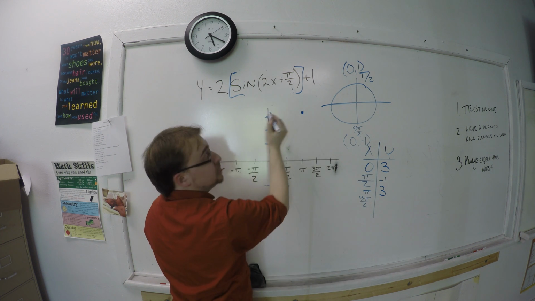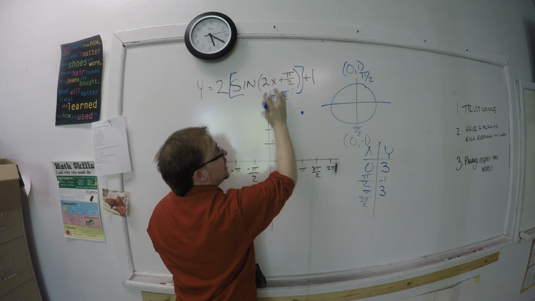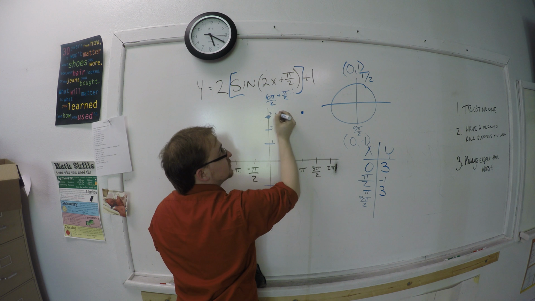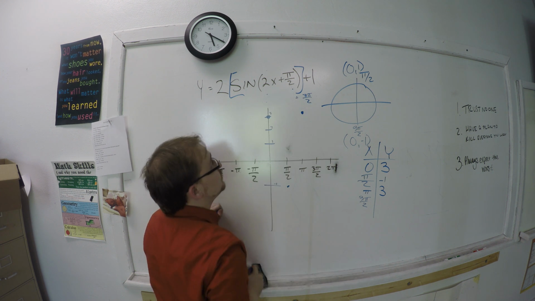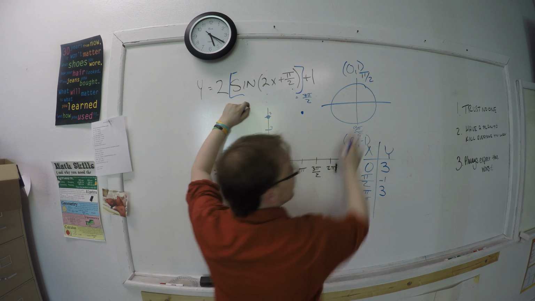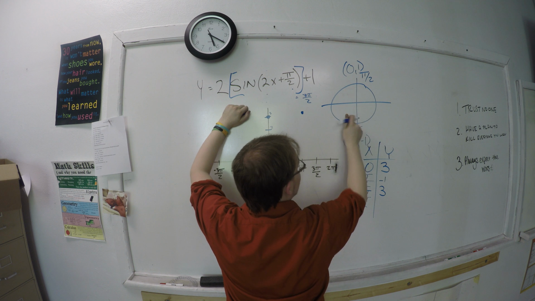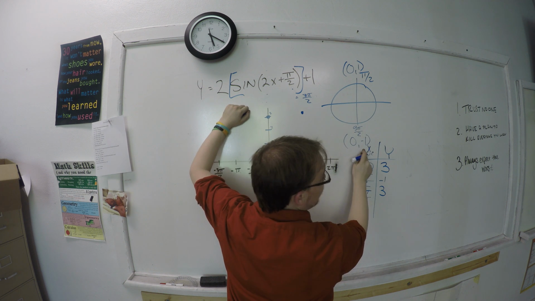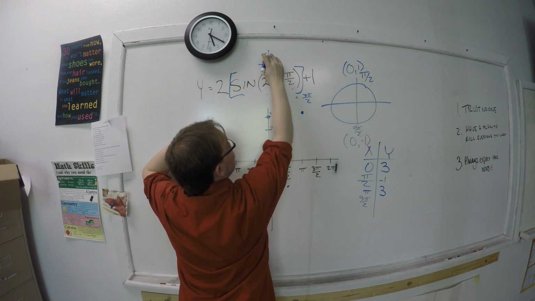3 pi over 2 times 2 is 3 pi, plus pi over 2. Common denominators: 6 pi over 2 plus pi over 2 equals 7 pi over 2. Sine of 7 pi over 2: 1 pi over 2, 2 pi over 2, 3 pi over 2, 4 pi over 2, 5, 6, 7. Same thing as 3 pi over 2. The y value is negative 1, times 2 is negative 2, plus 1 is negative 1.